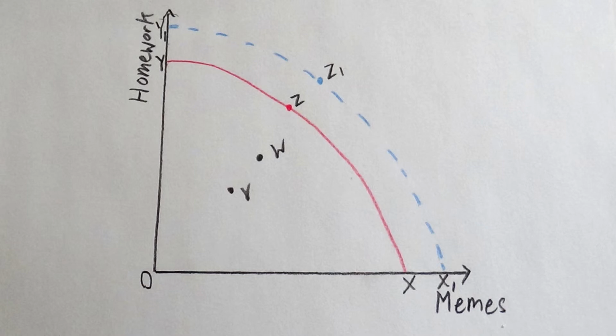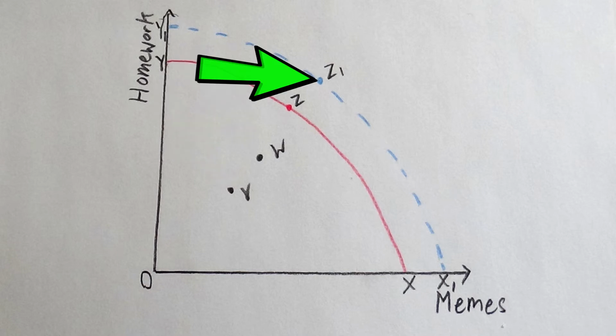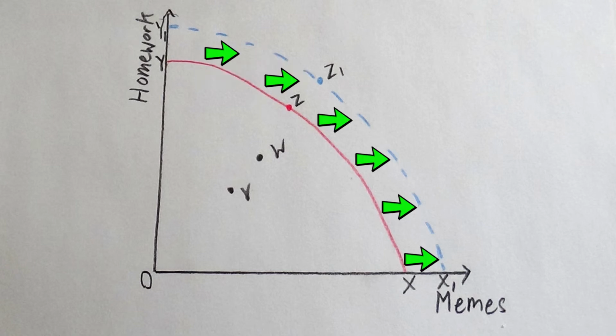Now for the boring part. Point V is inside the PP curve and represents a combo of actual output. If the economy moves from V to W towards the PP curve, then there's been actual growth. The point Z1 is unattainable for an economy as it is outside the PP. It could only be achieved if the PP itself moved outwards. For example, if the PP curve moved from YX, which is the red one, to Y1X1, which is the blue one, then the point Z1 would be attainable.